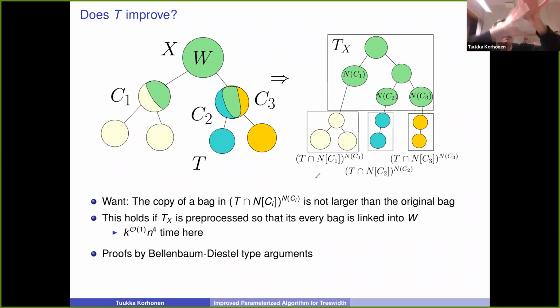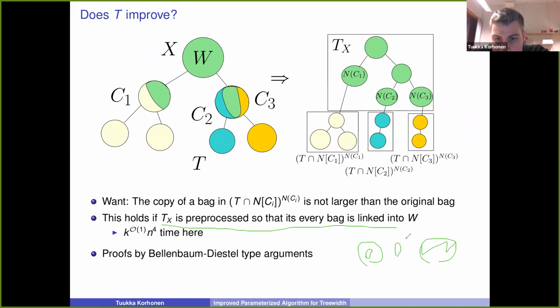The point is that if you have some flow in the decomposition, then it must intersect these bags that it goes through. And this argument works if we have this preprocessing so that every bag is linked in the W. Now, through this preprocessing, we have some bag that's not linked in the W. And now we have some separator here.